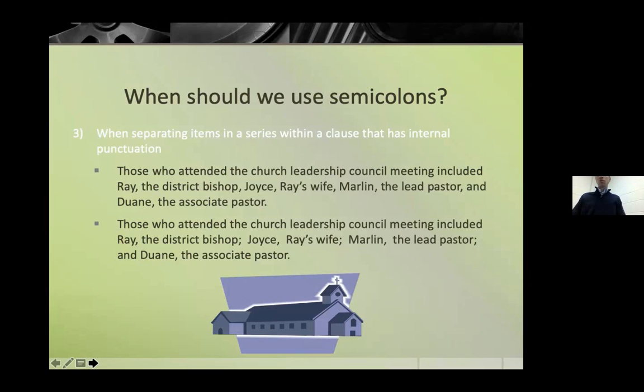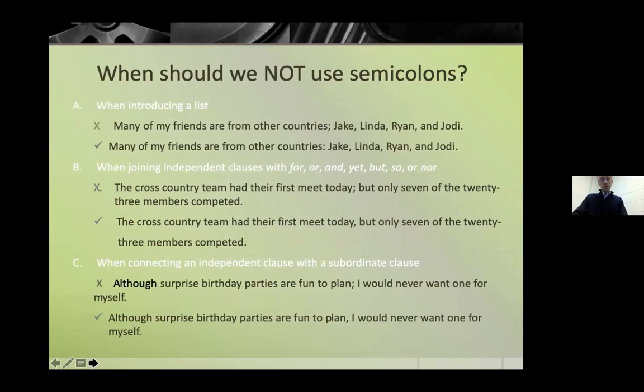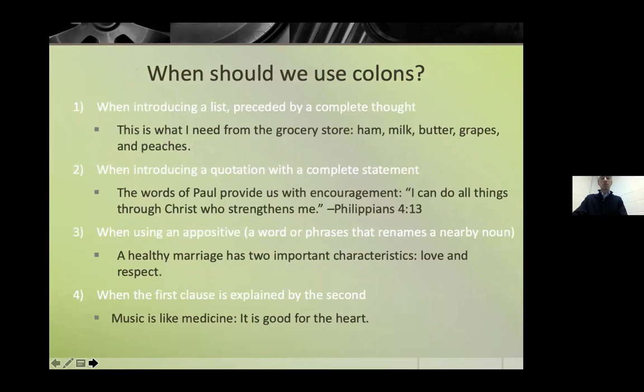So that's really the only two uses of the semicolon that I know of. Okay. There's a bunch of ways not to use it. I'm not going to go through that. Again, as I said, there's lots of ways not to use a semicolon, but if you follow the ways we talked about, you'll be okay.